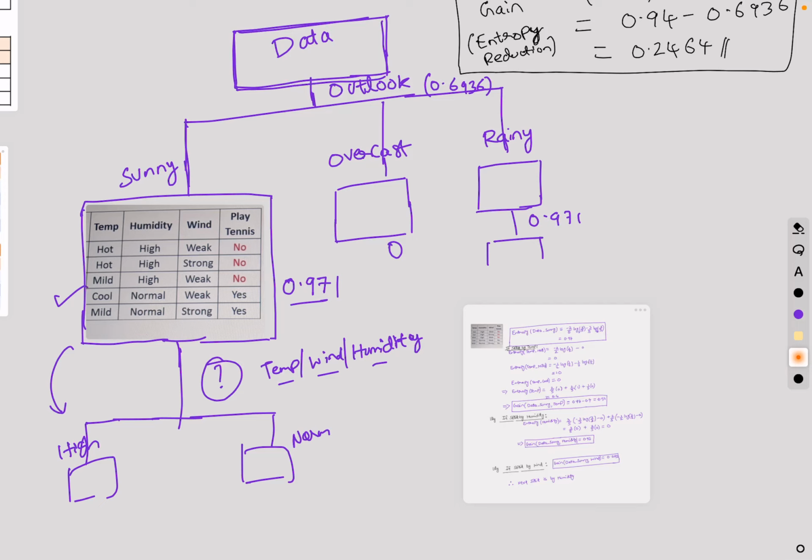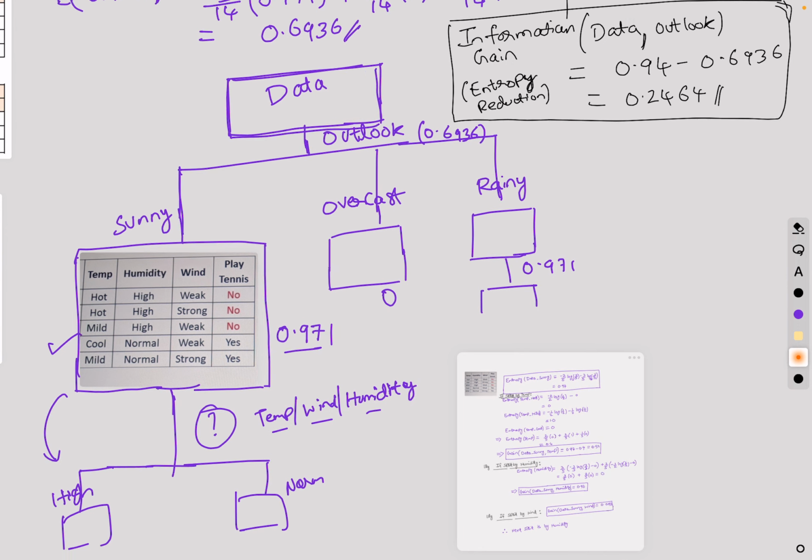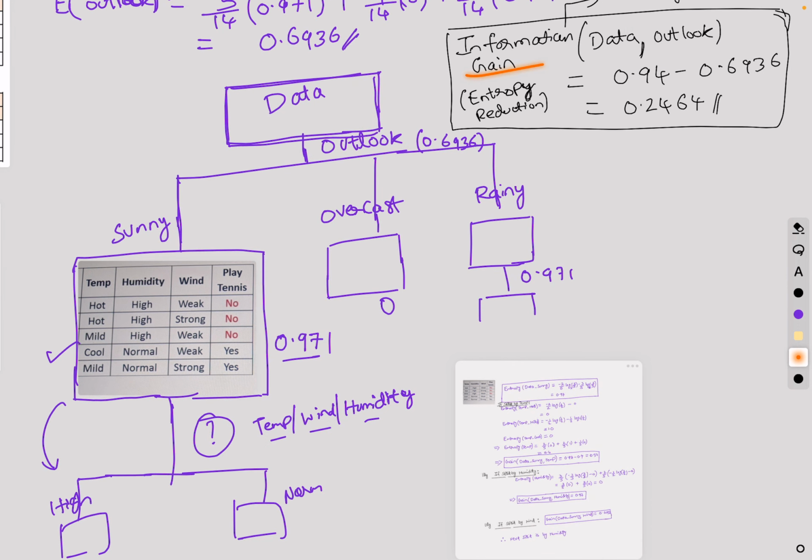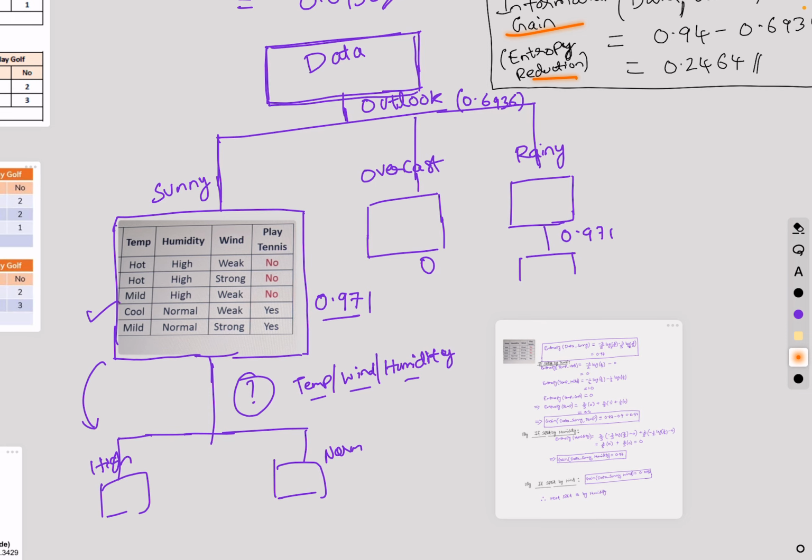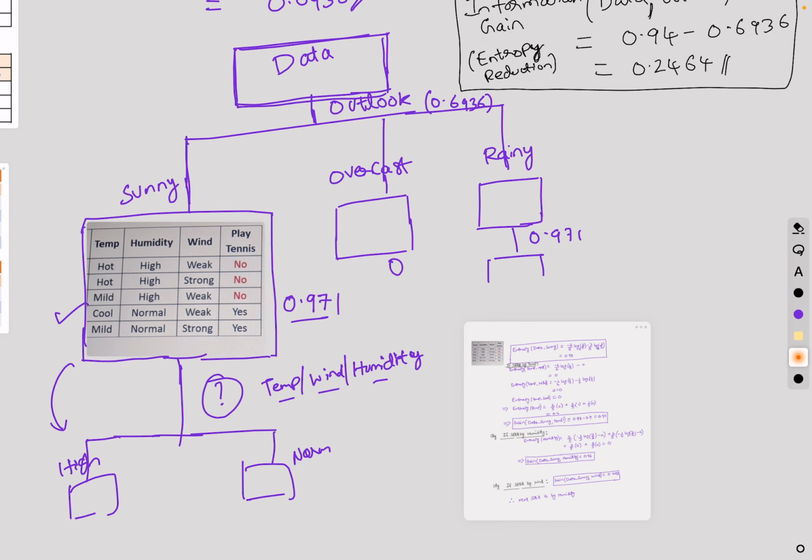So we have seen that the data got split into three subsets based on the feature outlook, because that feature is the one which gave us the maximum information gain or maximum entropy reduction. And the three subsets are where the data belongs to outlook sunny, outlook overcast, and outlook rainy.